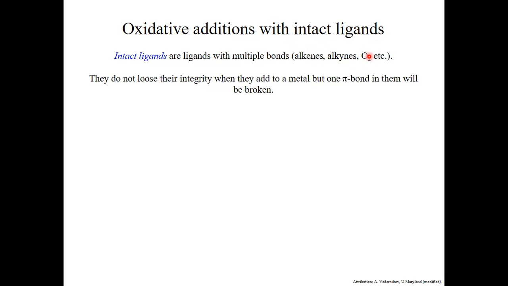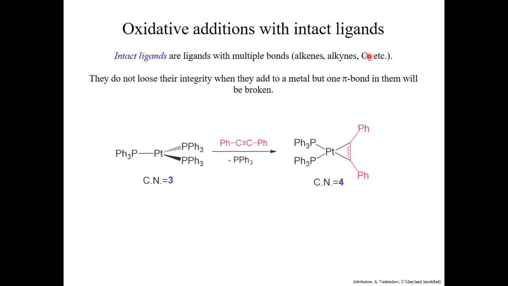Okay, so in this case, when these ligands add, they do not lose their integrity. They do not break apart, but the bond order within the pi bonds will be reduced. So what's an example for this? The example for this is the oxidative addition of diphenylacetylene to tris(triphenylphosphine)platinum.